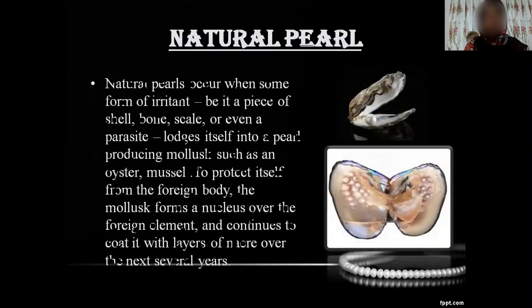Natural pearls. Natural pearls occur when some form of irritant, be it a piece of shell, bone, scale, or even a parasite, lodges itself into a pearl-producing mollusk such as an oyster or mussel. To protect itself from the foreign body, the mollusk forms a nucleus over the foreign element and continues to coat it with layers of nacre over the next several years. It might take one or two years.